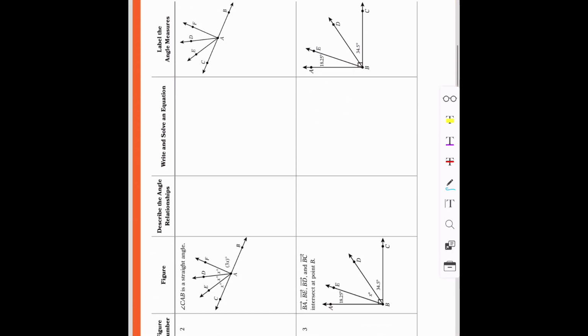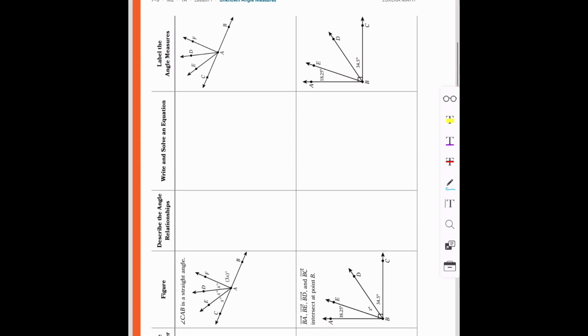So I can let y'all do number 2 because number 2 is also a straight line. But you can do that later and bring it back to me and see if it's done. I'm going to go ahead and do number 3 since number 3 is something different and something we haven't seen.